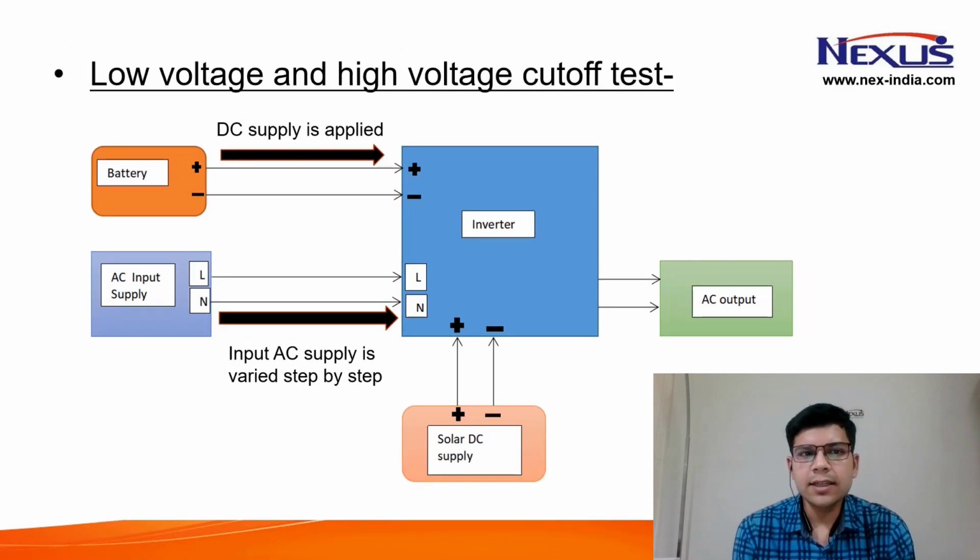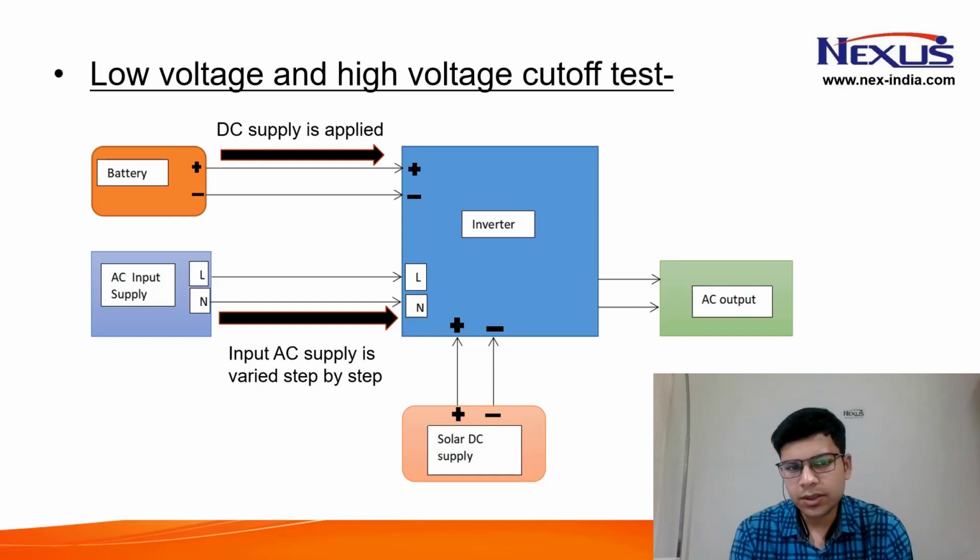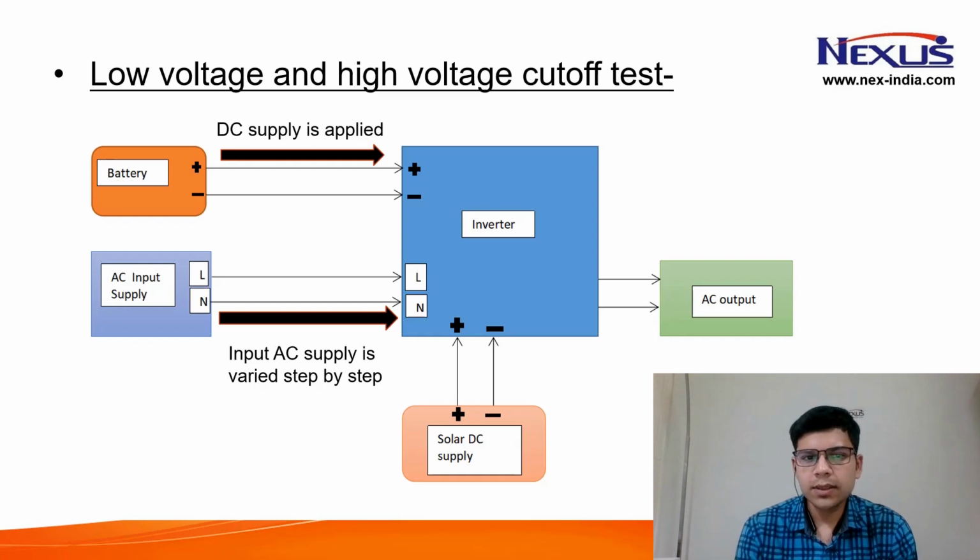Next, what we are going to see is the low voltage and high voltage cutoff test. In this test, we will decrease and increase the AC input voltage step by step. If you have seen an inverter, when the AC input is very low, the inverter, in spite of getting AC input, shifts to the battery. As well as when the AC input is very high, you have seen that the inverter stops sensing the AC and gets shifted to the DC battery.